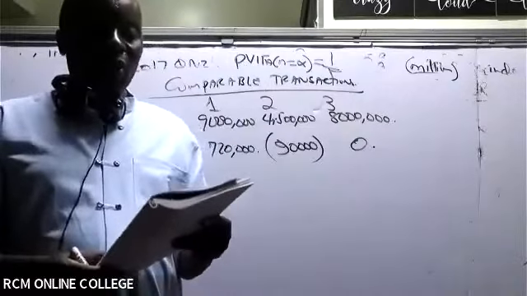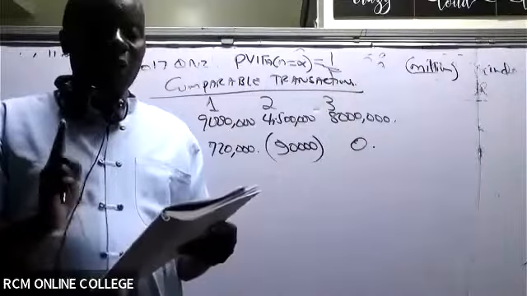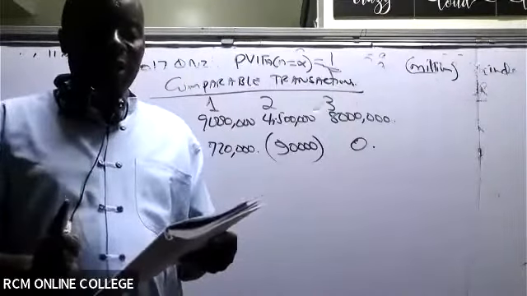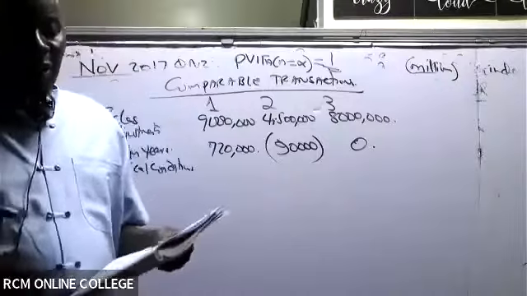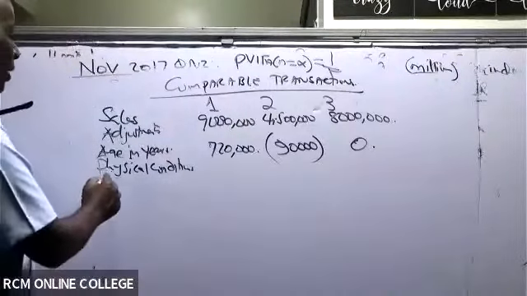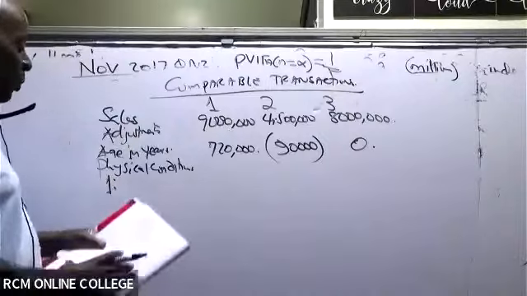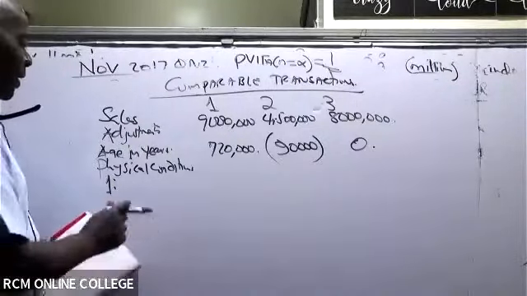Physical condition is additional information 2. Condition adjustment: good should be 5%, average is 0, and poor is 5% negative. So let's start with property 1. What are they telling us? That property 1 is 5%.